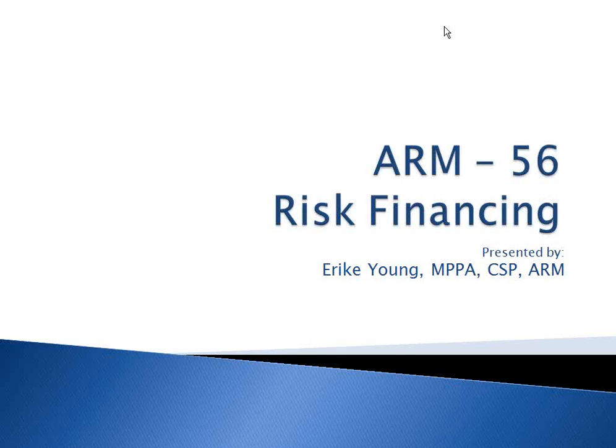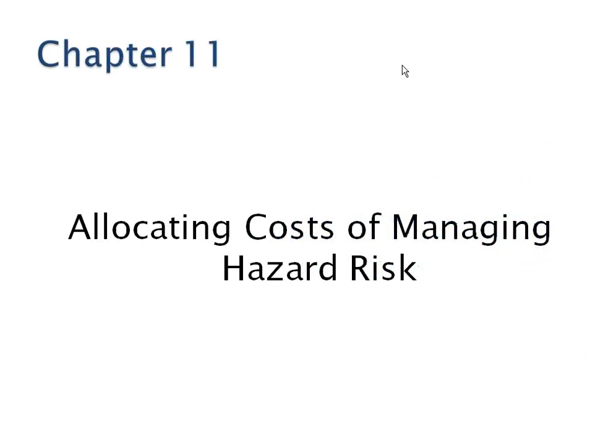Well, welcome everyone. We're at week 9 and we're going to be covering the final chapter in the textbook, chapter 11, which is on allocating costs of managing risk. And then next week we will be doing the final review and we'll be covering all the different chapters.